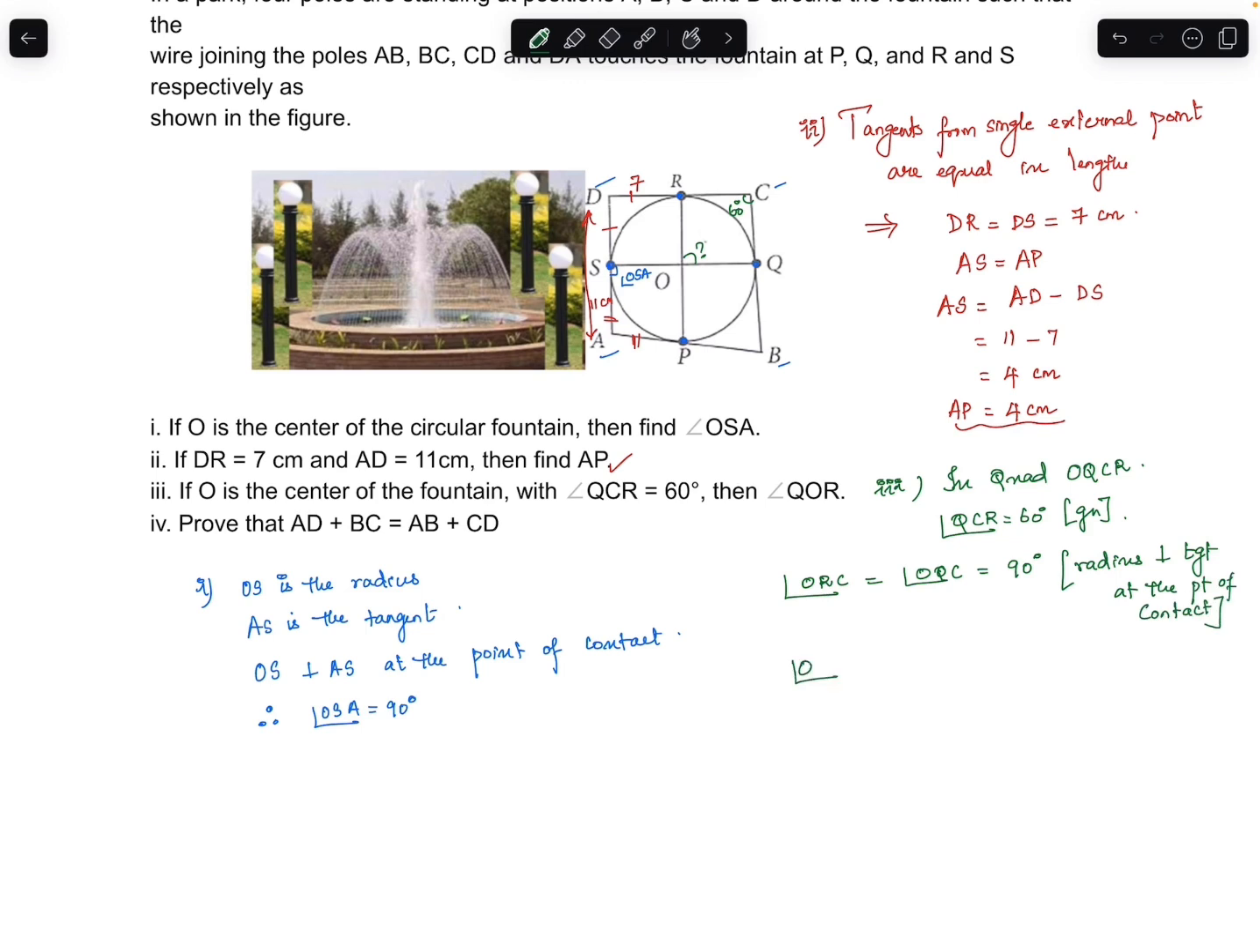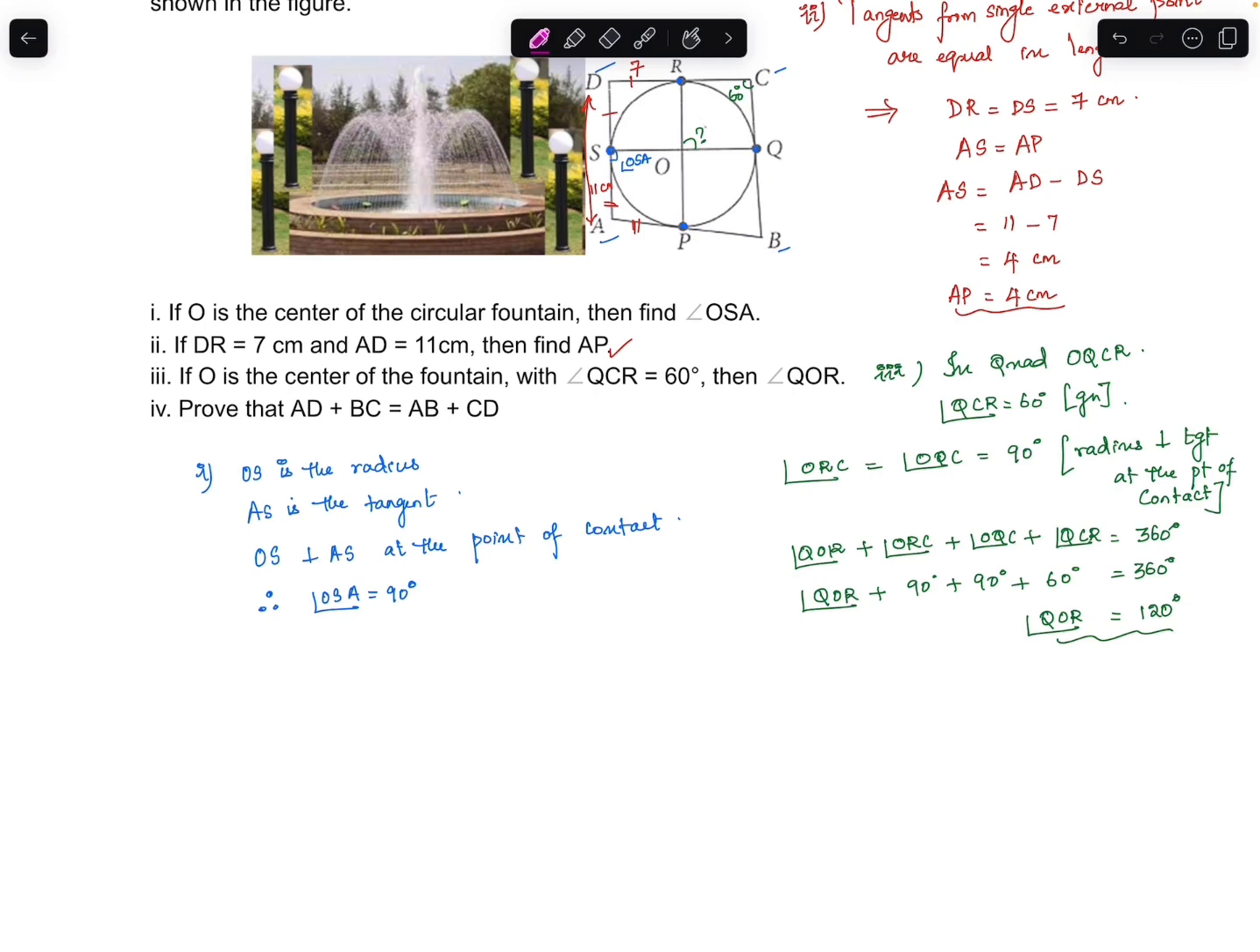By angle sum property, angle QOR plus angle ORC plus angle OQC plus QCR is equal to 360. QOR is what we have to find out. ORC is 90 and OQC is also 90, plus QCR is given in the question, which is 60. On further calculating, we get QOR is equal to 120 degrees.